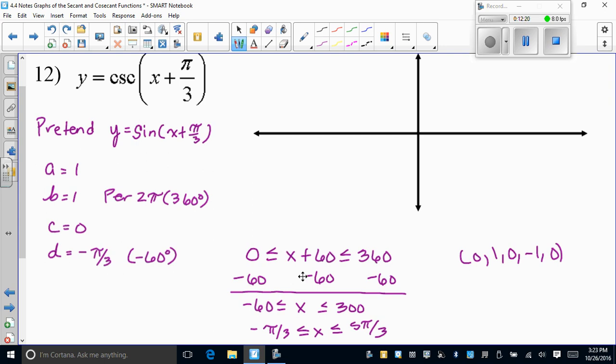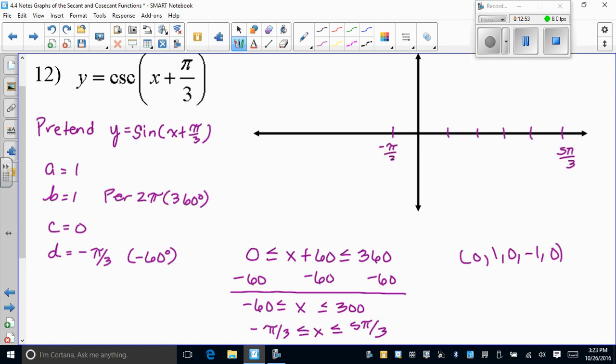So I come to here, and since I'm not starting at 0, I can't come over here and claim this to be 5 pi over 3. I have to identify all of my pi over 3's. So my first one, negative pi over 3, 0 pi over 3, 1 pi over 3, 2 pi over 3, 3 pi over 3, 4 pi over 3, 5 pi over 3. 5 pi over 3, there's my end point. Negative pi over 3, my start point.